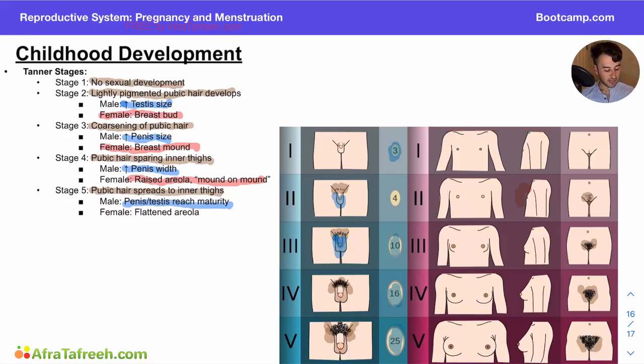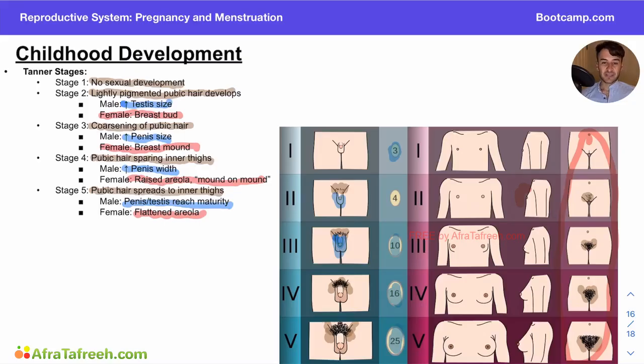And then finally we're going to have a flattening of our areola at stage 5. So we're no longer going to have mound on a mound. It's just going to be a flattened areola on a mound of breast tissue. And then in terms of the female genitalia, pretty much the only thing that is going to be changing as far as the Tanner stages go is the pubic hair, which we talked about in the beginning.